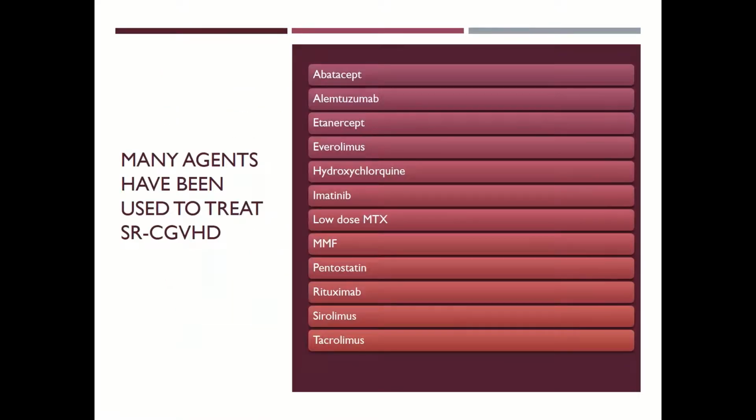Over the decades, many different clinical trials have been published looking at agents to treat steroid refractory or resistant disease, and some of these agents are listed on the slide. Unfortunately, many of these studies were small, retrospective, and uncontrolled. None of these agents became FDA approved specifically for chronic graft-versus-host disease.